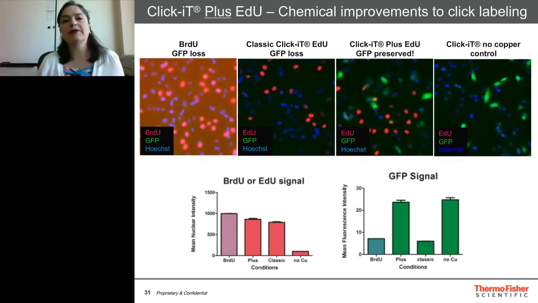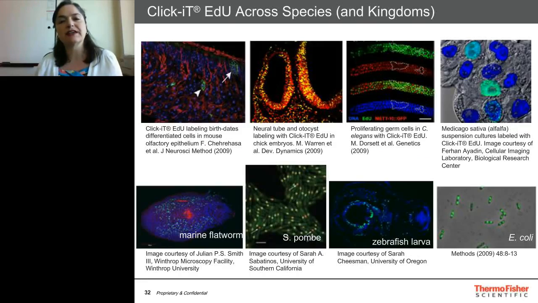So a nice thing about ClickIt is that it's a very specific readout of cell proliferation, and it works across almost every species that's been tested. And you're seeing just a nice example of a bunch of different species here, from zebrafish to mouse, and chicks, E. coli. It basically has worked in almost every species and kingdom that's been tested.